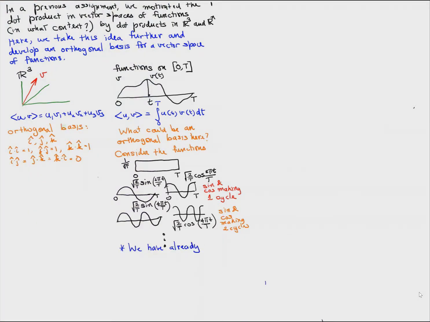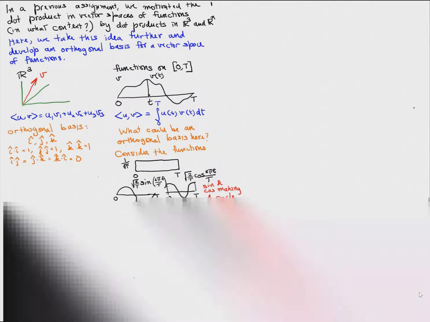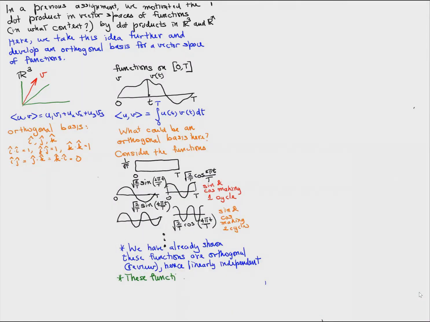We've shown already in a previous assignment that these functions, sines and cosines, when dotted with each other, give 0, so they are orthogonal. We can also verify that if we dot them with themselves, they give 1. In fact, the square root of 2 over T is there so that when we dot them with themselves, we get 1.